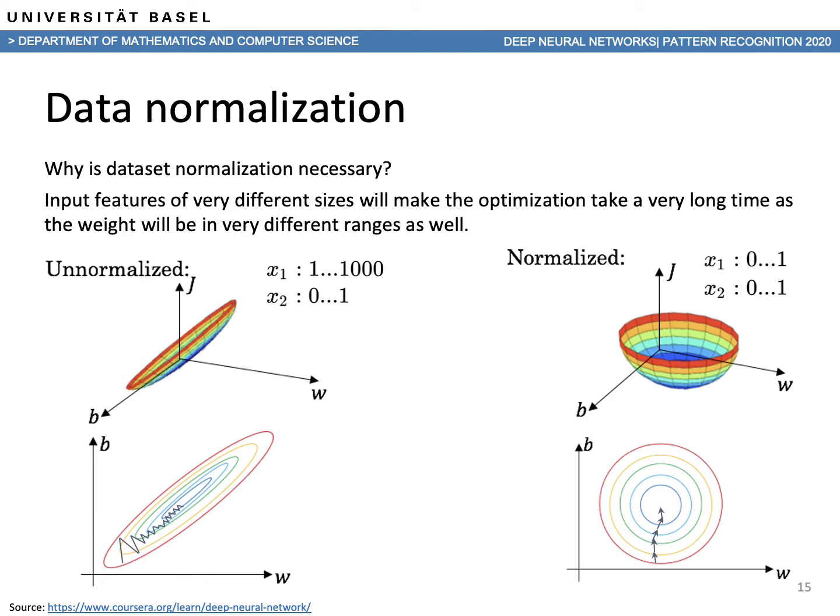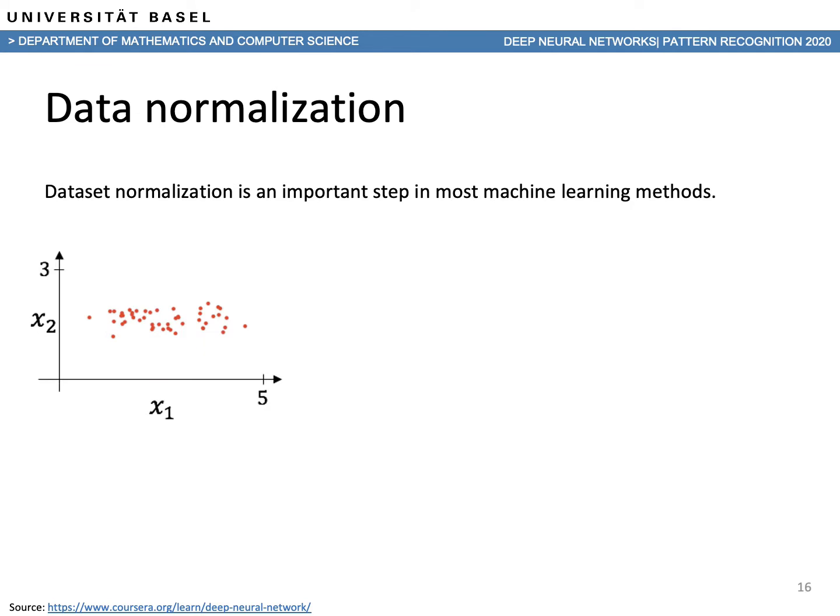In practice, you would have a much higher dimension than just these two, making it very difficult to actually get a visual understanding of how your whole space looks like. As already mentioned, dataset normalization is an important step in most machine learning methods, so it's not unique just for deep learning.